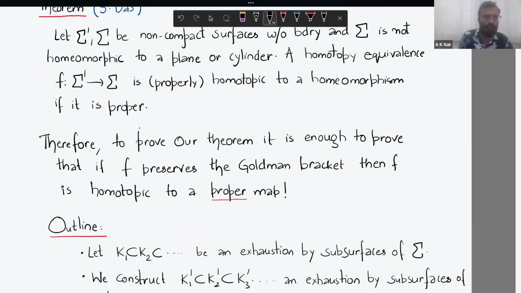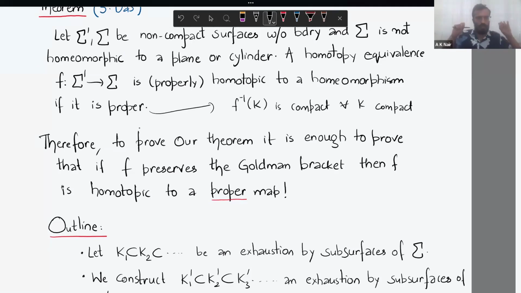I think I don't have to define what a proper map is. Just quickly, proper means F inverse of K is compact for every compact K. But the best way to think about proper maps is if you are going to infinity in the domain, you're also going to infinity in the codomain. Things will not stop at a bounded place.